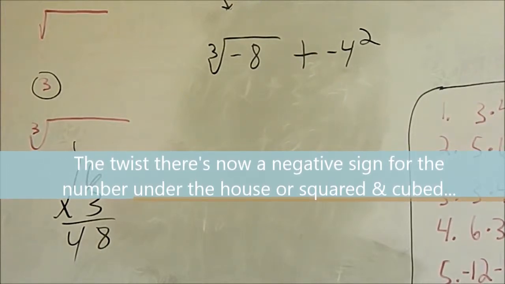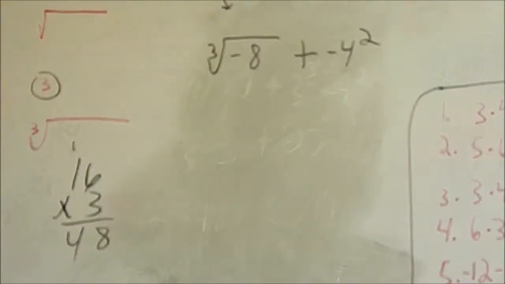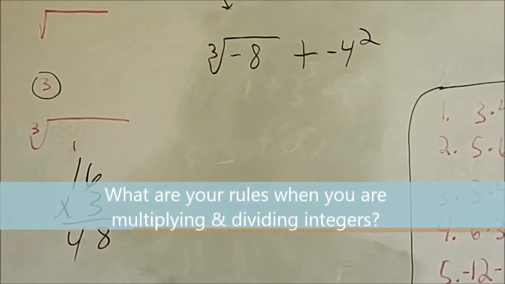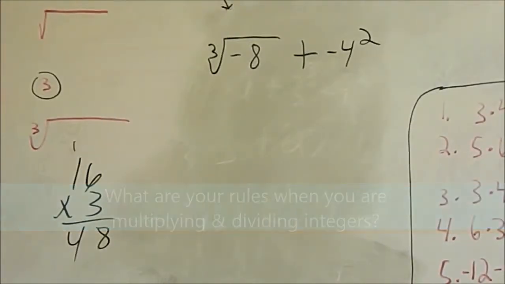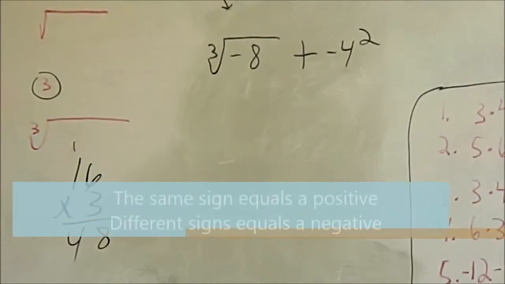When we're multiplying and dividing integers, what are our rules? If the same sign, it's positive. If it's different signs, it's negative. A positive times a positive equals a positive. A negative times a negative equals a positive. Combine them together: same sign, it's positive; different sign, negative.